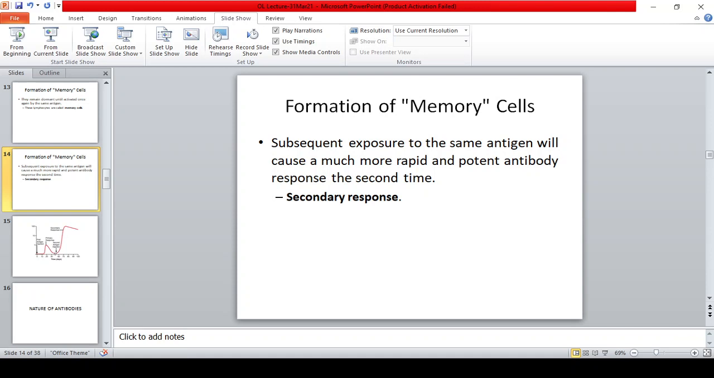When these B lymphocytes are exposed to the same antigen the second time, they undergo all those stages of lymphoblasts and plasmablasts, formation of plasma cells, and formation of antibodies. So this time the response is much more rapid and more potent, and this is known as the secondary response.